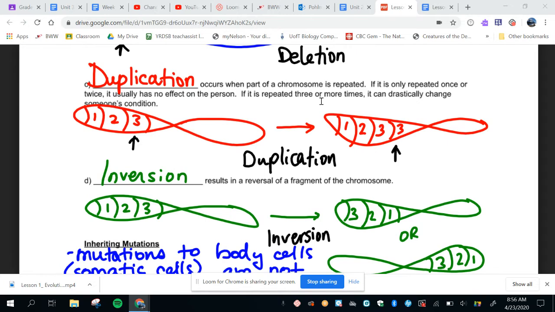And I mentioned here that if it's repeated 3 or more times, that's a particularly dangerous situation that can cause lots and lots of issues. So we have duplication of a section. It doesn't even have to be a whole gene. It could be just a small sequence that gets copied many, many times. So again, it can cause different disorders and so forth.